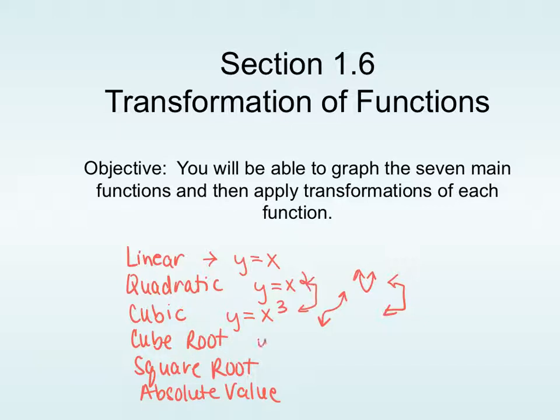Cube root is y equals the cube root of x versus square root is y equals the square root of x. They also have similarities. This one goes up and over, but this one goes up and over and down and back. And the absolute value is v-shaped, and that is y equals the absolute value of x. So those you need to know. We had to pick special values with our square root and our cube root. We wanted right here perfect cubes, and right here perfect squares, and those could only be positive and 0.